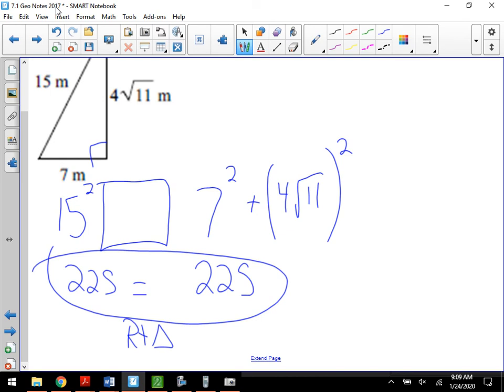Remember, the trickiest part of this stuff, guys, is to make sure that you use parentheses around your root stuff when you're typing them in. Otherwise, they're going to get messed up.